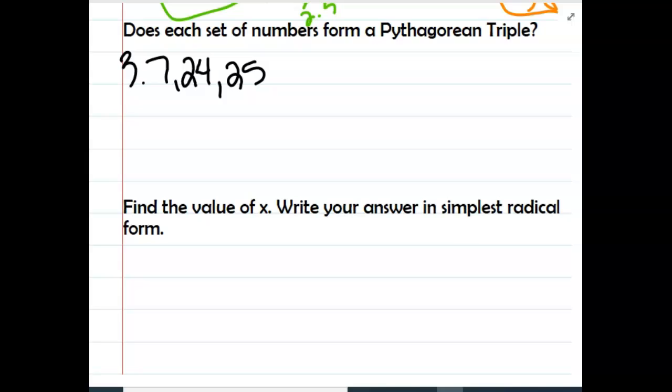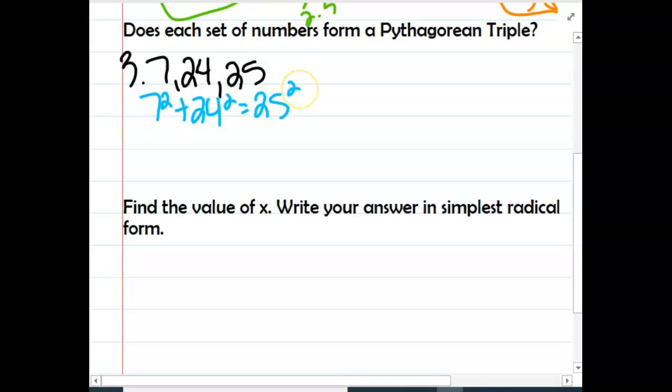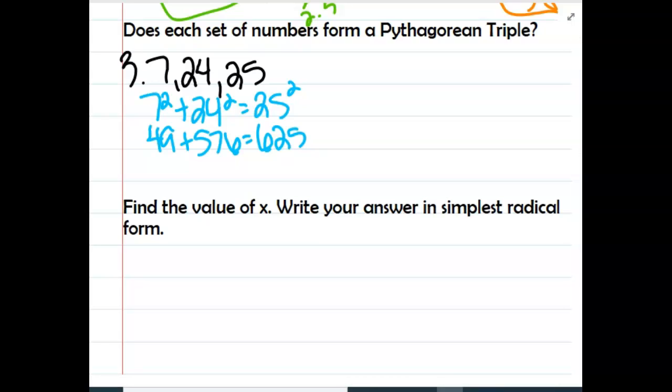Now, if this is a Pythagorean triple, it means I can take a squared, so 7 squared, plus b squared, which is 24 squared, and it would equal 25 squared. Well, 49 is 7 squared. 24 squared is 576. 25 squared is 625. And then if I take 49 plus 576, guess what I get?